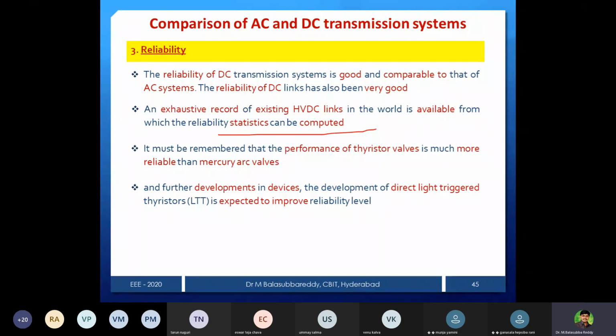Further development in devices is the development of direct light triggering. This is also one of the triggering methods, as we discussed in power electronics. There is light triggering, thermal triggering, and even gate triggering, so you have many triggering circuits. Here light triggering will be used more. As I explained in power electronics, light triggering triggers the device in a very short period of time.